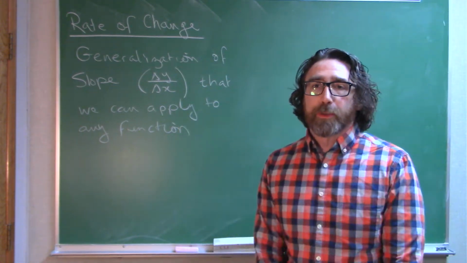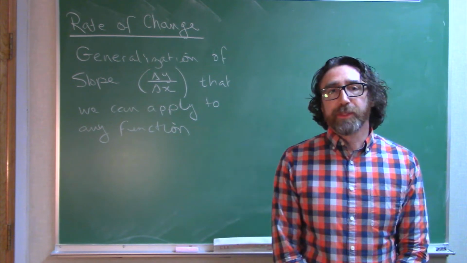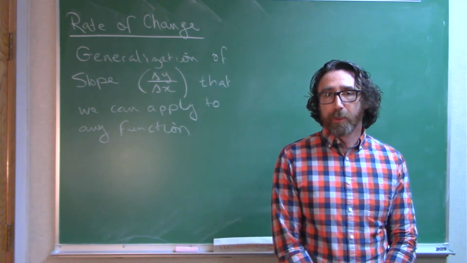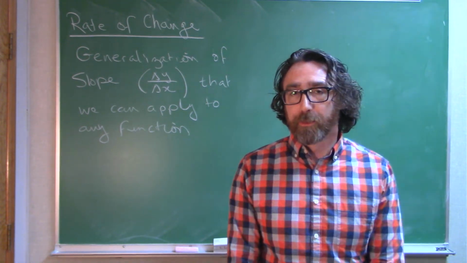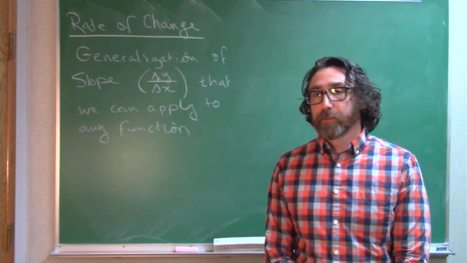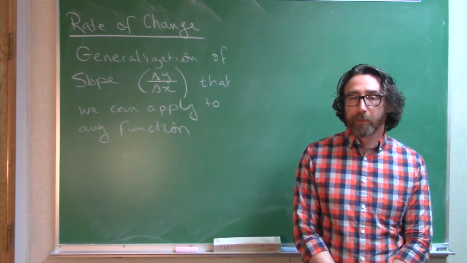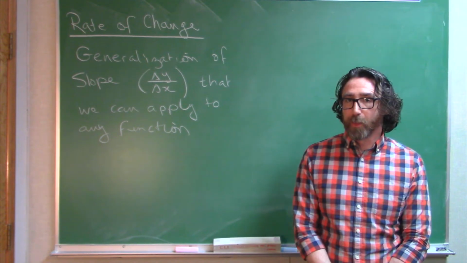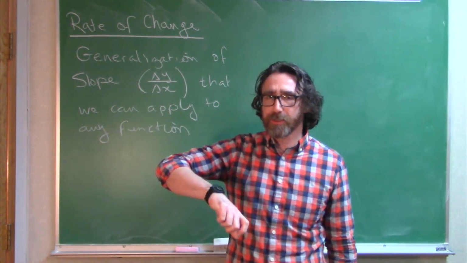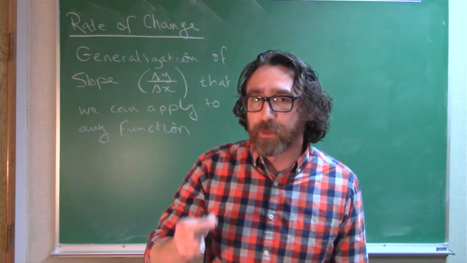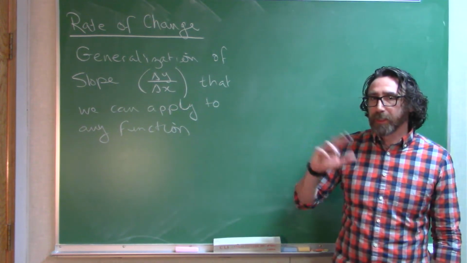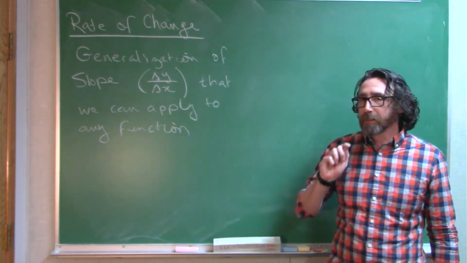In this video we are going to discuss the concept of the rate of change of a function. This is related to the previous video, the one where we talked about finding the slope of a line joining 2 points. Okay, now the concept of slope really only applies to a linear function. The idea of a rate of change can be applied to any function.